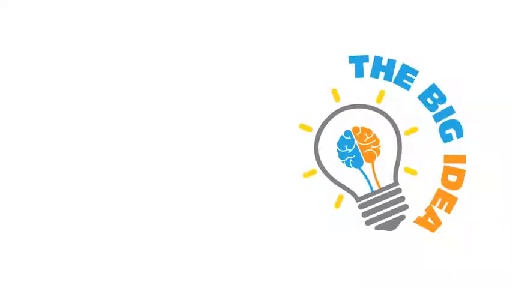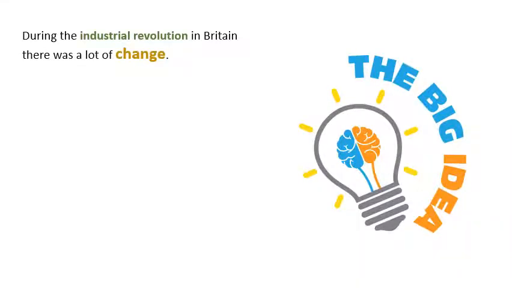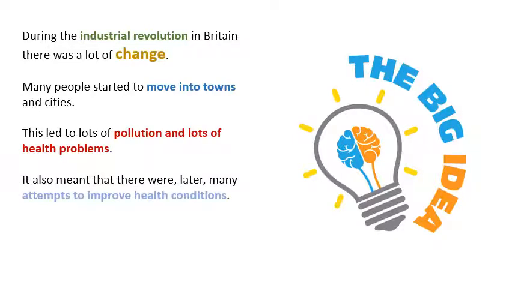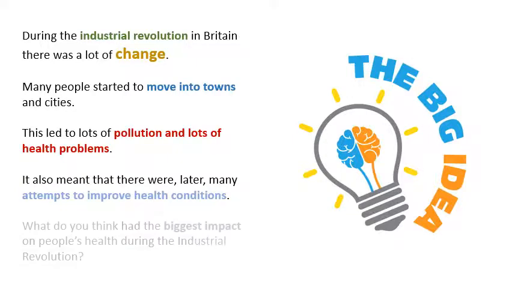The big idea for today's lesson goes like this. During the Industrial Revolution in Britain, there was a huge amount of change. One of the big changes is that people started to move into towns and cities in large numbers. We live in industrialized countries today. It led to a lot of pollution and it led to lots of health problems. That also meant that as time went on, there were attempts to actually improve health conditions. And this is what you're going to be learning about, those two things, the red and the blue.